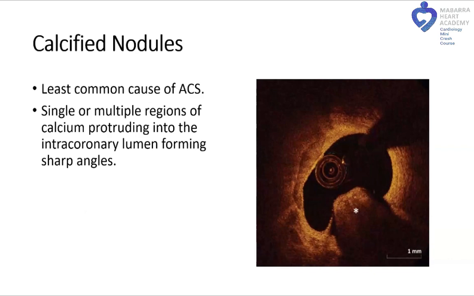What about calcific nodules? This is the least common cause of ACS, and it is characterized by single or multiple regions of calcium protruding into the intracoronary lumen and can form sharp angles. This presents in about 5% of cases of ACS. And in these cases, you need to think about aggressive calcium modification. So we can stop here if anyone has any questions, and we can present some cases.